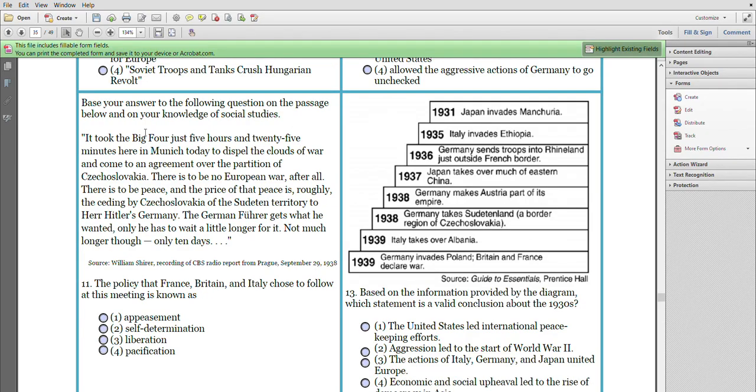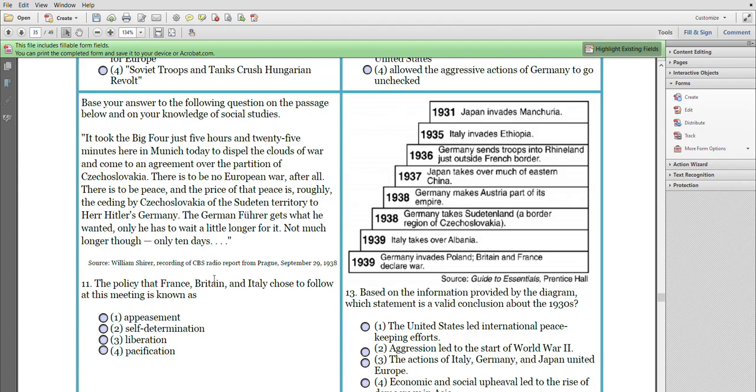It took the Big Four just 5 hours and 25 minutes here in Munich today to dispel the clouds of war and come to an agreement over the partition of Czechoslovakia. There is to be no European war after all. There is to be peace, and the price of that peace is roughly the ceding by Czechoslovakia of the Sudeten territory to Herr Hitler's Germany. The German Führer gets what he wanted, only he has to wait a little longer for it. Not much longer though, only 10 days.